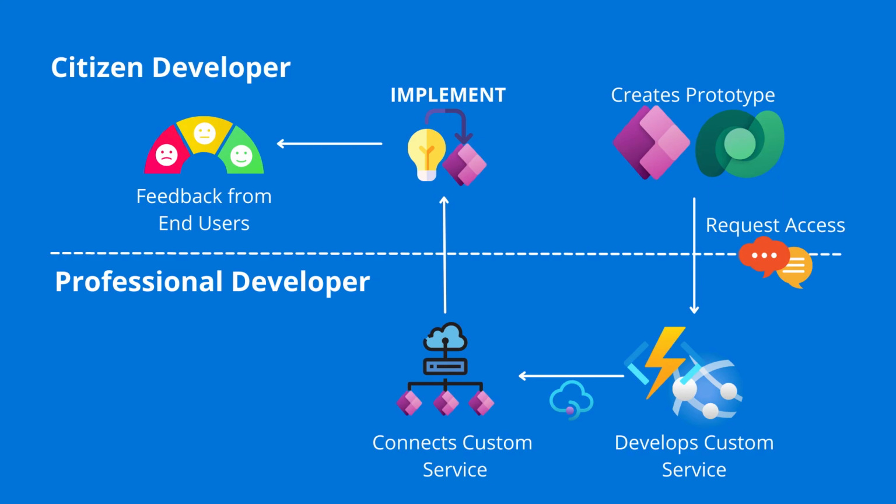In this example, the citizen developer and the professional developer work together to ensure they can provide the required functionality to the app. This means the citizen developer inside Power Apps can theoretically access any data as long as it's provided by an API.